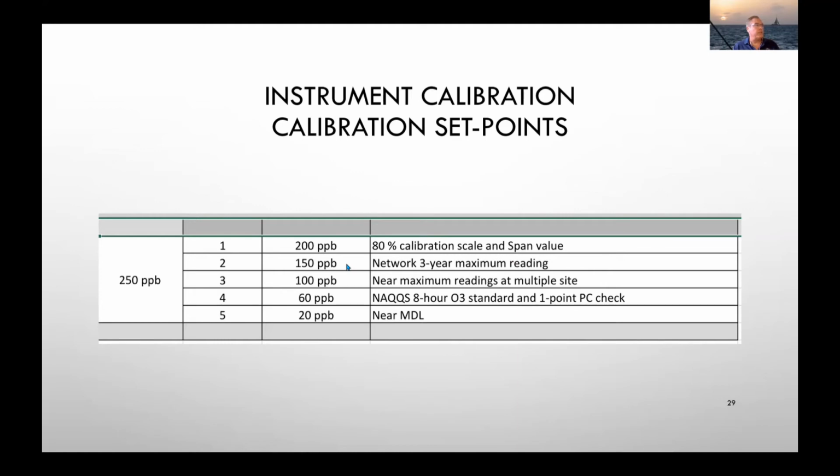Test point 2 at 150 ppb was chosen because it's our network's 3-year maximum reading. Test point 3 at 100 ppb was chosen because it's near the maximum reading at multiple sites. Test point 4, 60 ppb, was chosen because it's the NAAQS 8-hour ozone standard, and it's also our 1-point PC check. And finally, test point 5 was chosen at 20 ppb because it is near the published MDL for the instrument.